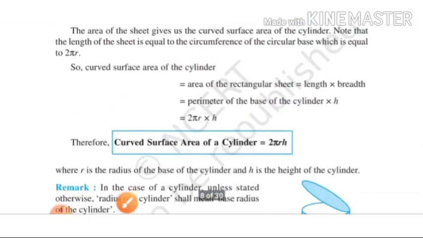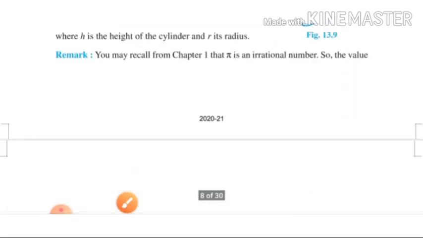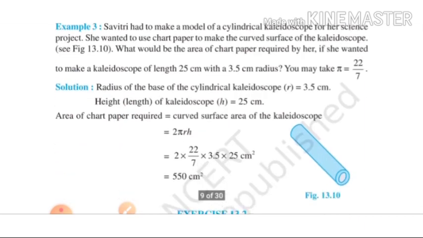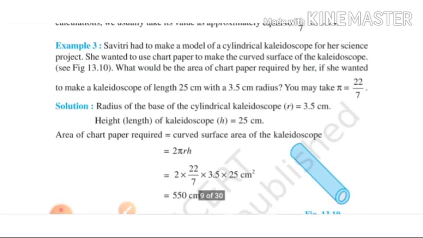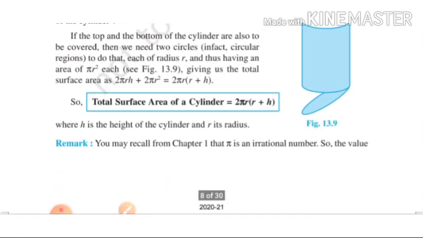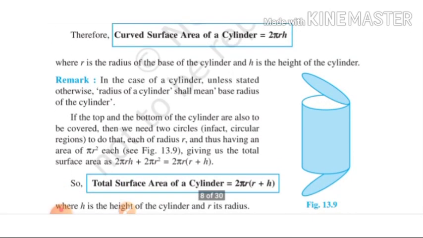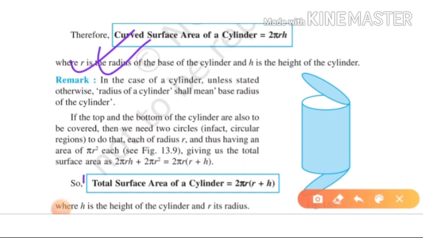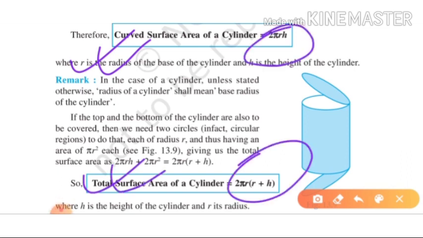Then we'll head on to the exercise. Please write the formula for these two, the curved surface area and the total surface area. Okay, thank you. Next we'll head on to the exercise.